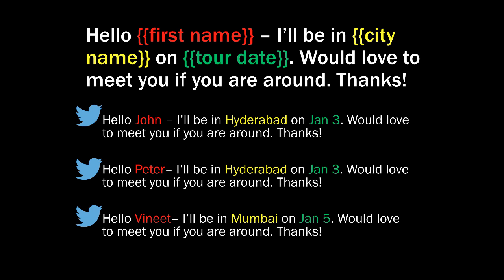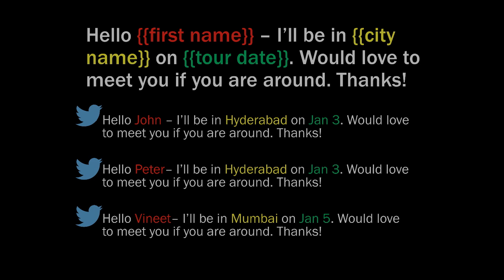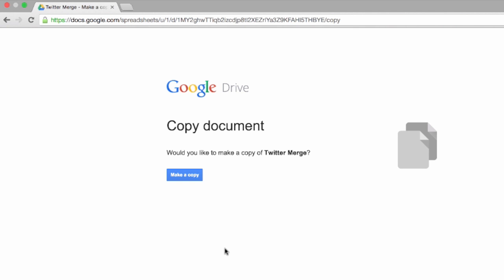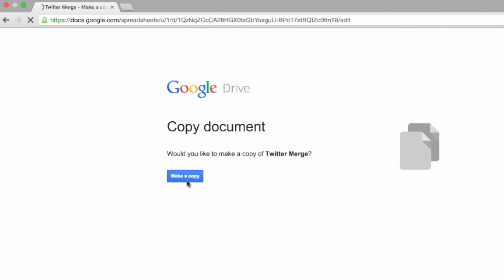Now that was the theory part. Now let's look at the actual implementation. The first thing you need to do is make a copy of the Twitter Merge Google spreadsheet in your Google Drive. You can do that by clicking the link that you'll find in the show notes.